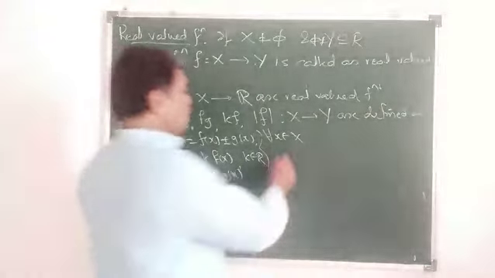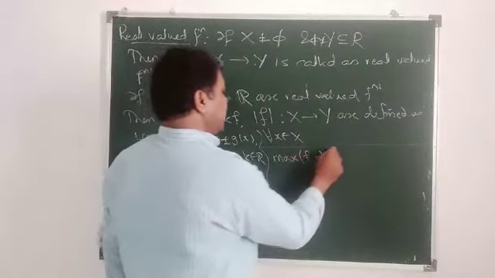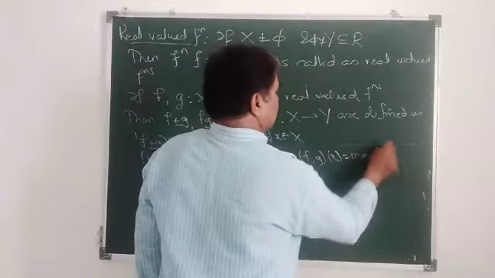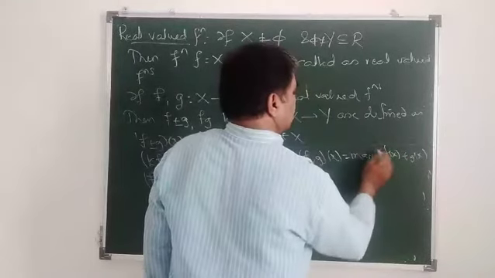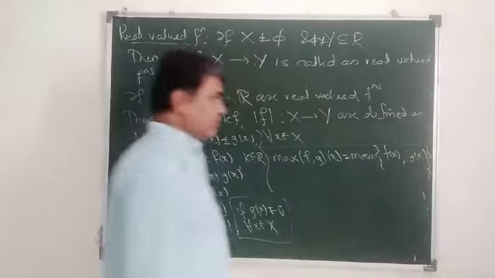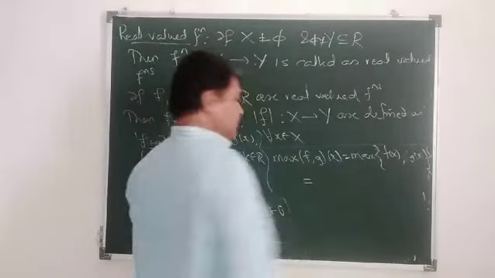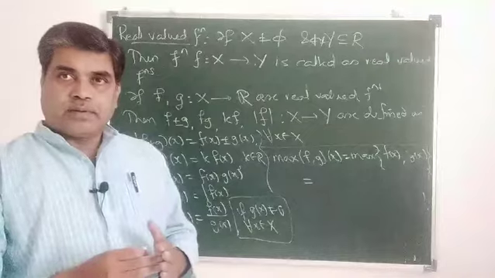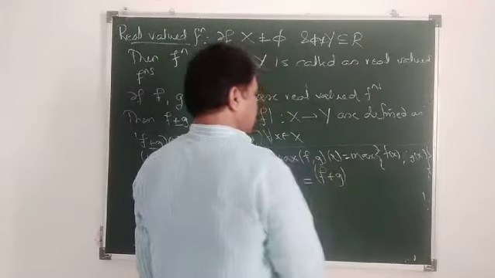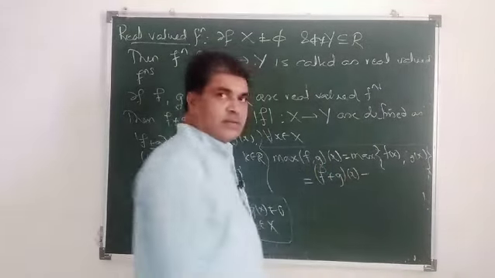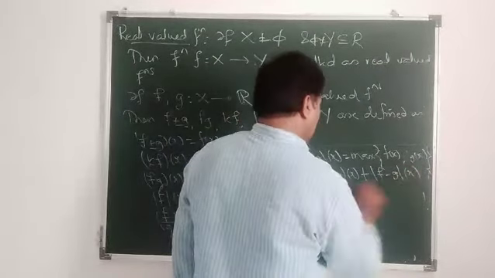Then as we are able to talk about maximum, the maximum of f, g function is defined as maximum of f(x), g(x), x varies in X. I can write this as f plus g of x plus mod of f minus g of x, upon 2.